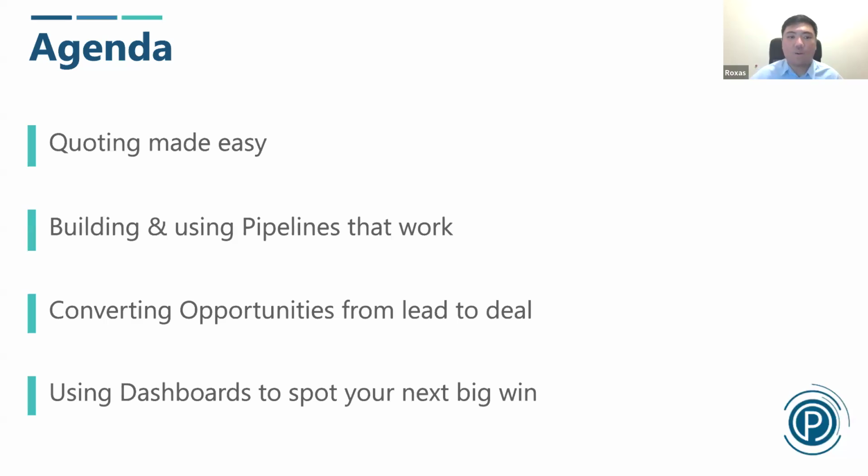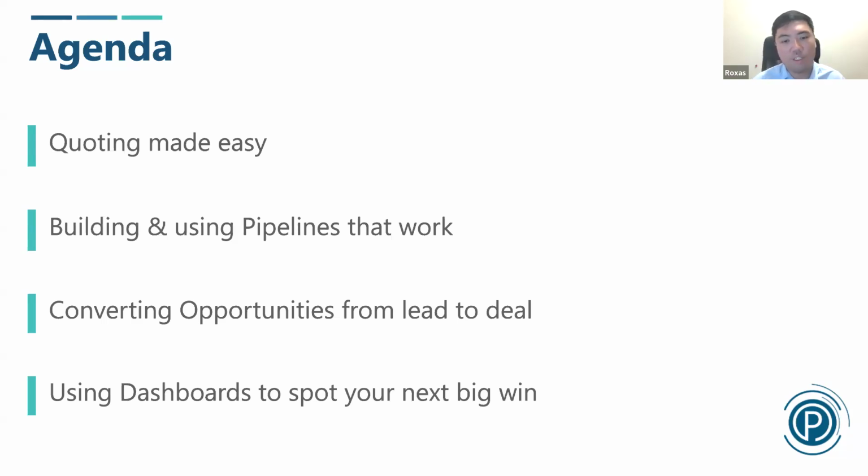All right, so let's take a quick look at what we'll be covering in today's session. We've broken it down into 4 key areas to give you a complete understanding of how to effectively use quotes and opportunities in your sales process. First, we will start with creating a quote, where I'll walk you through the steps to set up a quote. Next, we'll move on to building and using pipelines that work. Here, we'll explore how to create a sales pipeline that functions not just as a tracker, but as a strategic tool to help you manage and advance deals through the sales cycle.